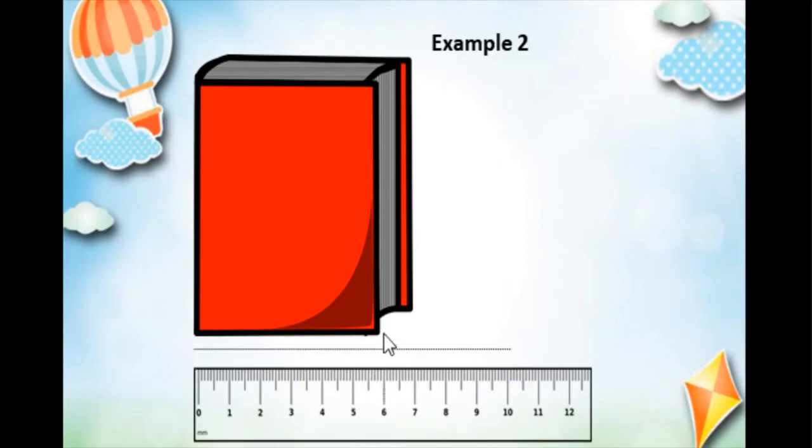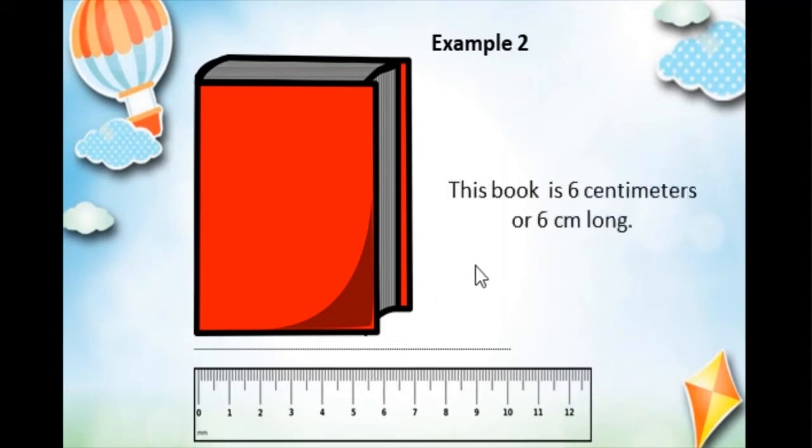Approximately it stopped here, right? So let's end here and count beginning here. Ready? Go. 0, 1, 2, 3, 4, 5, 6. The measurement is, this book is 6 centimeters or 6 cm long. You have to start at the starting point and end where it must end.